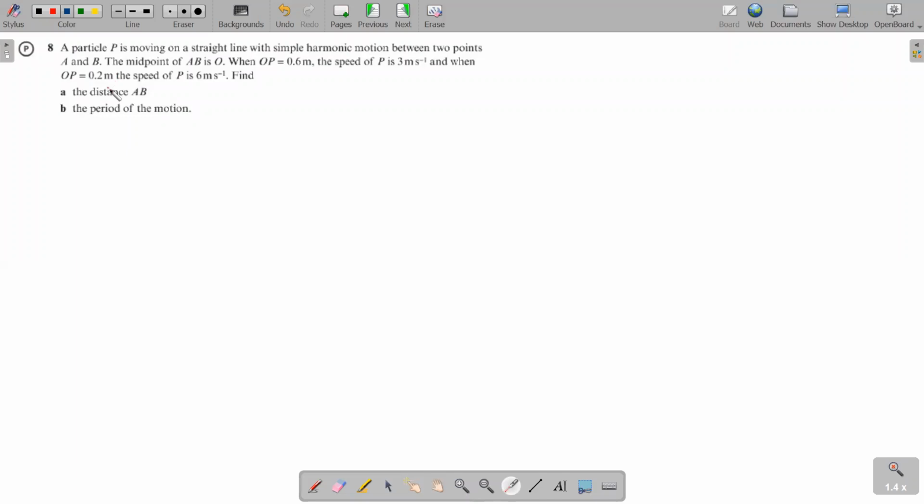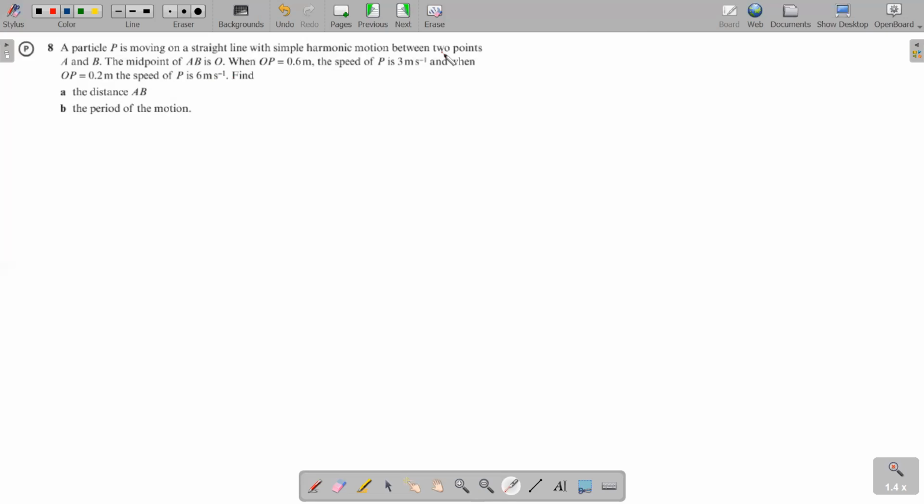Okay, so next I'll go to question number 8. They say a particle P is moving on a straight line with simple harmonic motion between 2 points A and B. The midpoint of AB is O. Can you see? So when they say the particle is moving in simple harmonic motion between the 2 points A and B, and the midpoint of AB is O, what do you realize immediately about A and B? A and B are the two corners, and those are the places where you have the two amplitudes on either side of O.